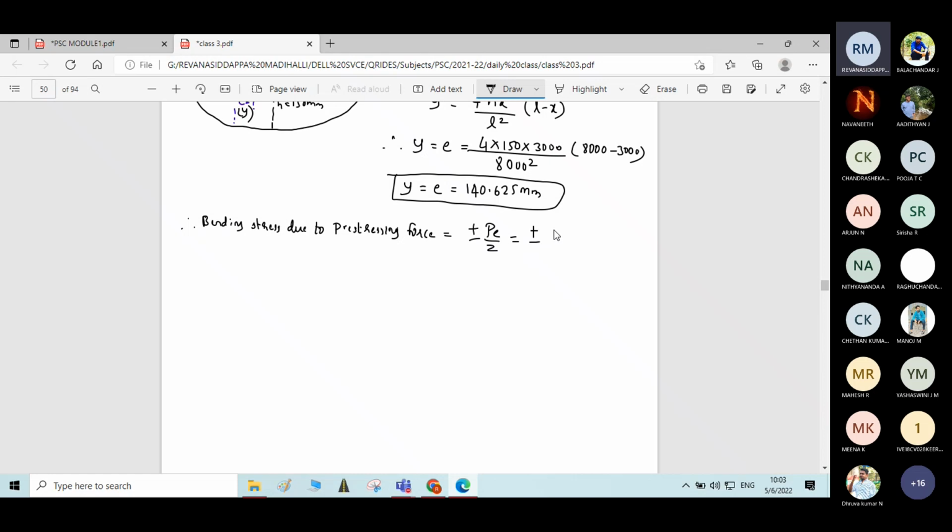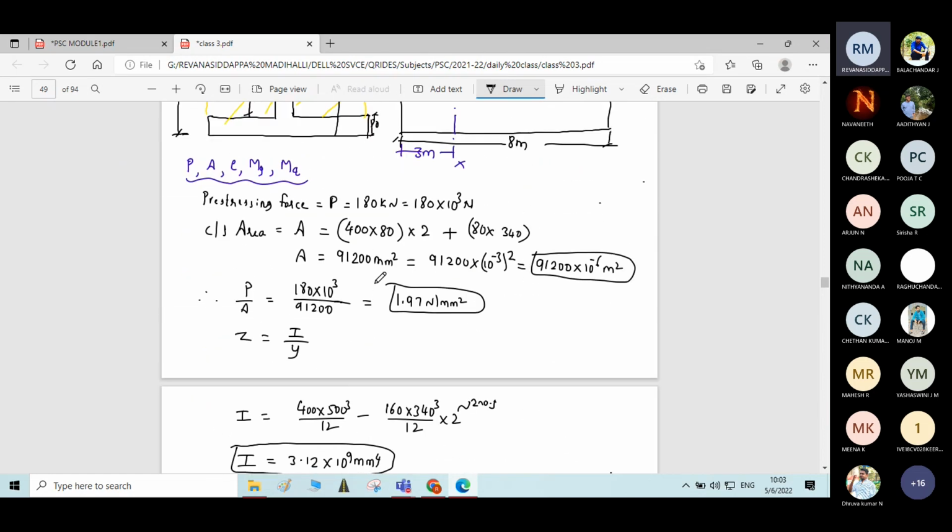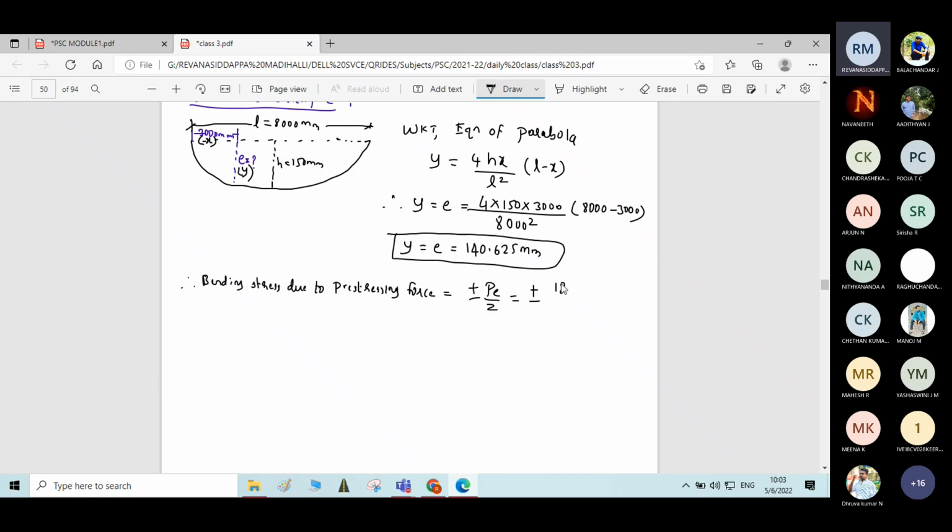Plus or minus PE by Z is equal to plus or minus P, the prestressing force. How much is it given? 180 kilonewton, 180 into 10 power 3 Newton, into eccentricity 140.625, divided by section modulus Z, 12.48 into 10 power 6. Therefore, it is plus or minus, what is the value? If you calculate, it is 2.03 Newton per mm square. Means plus 2.03 at top fiber, minus 2.03 at bottom fiber. Okay, sorry, minus at top fiber and plus at bottom fiber, as per this diagram.